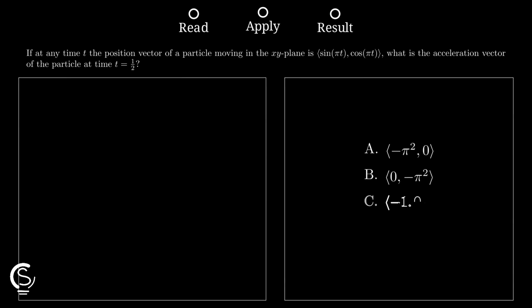First, we start with the position vector and take the first derivative to find the velocity. Differentiating sine and cosine gives us pi times cosine and negative pi times sine, respectively.